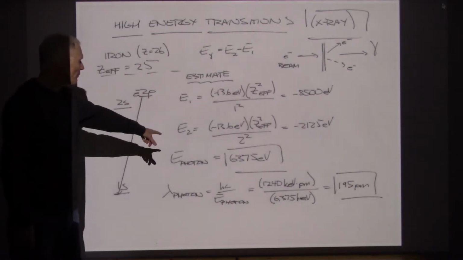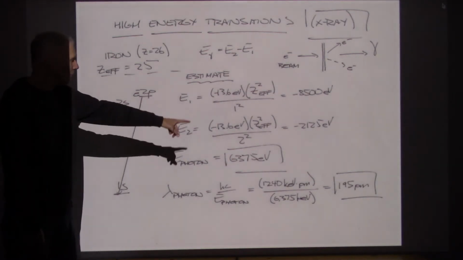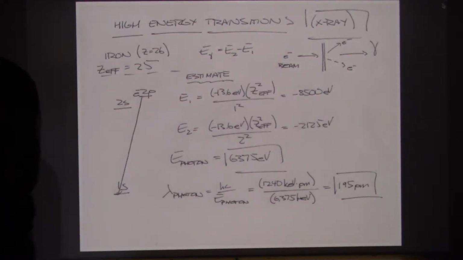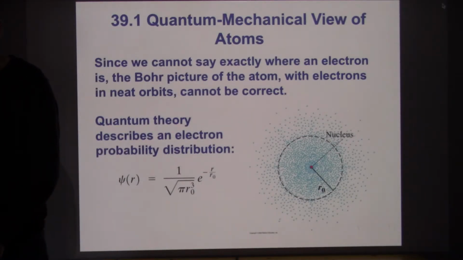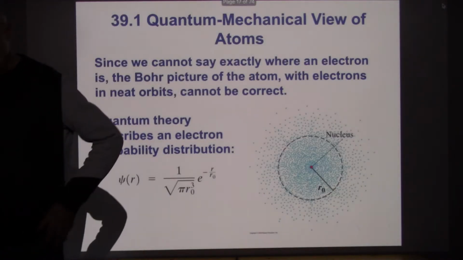The prediction is that the photon energies will be 6,375 eV, and that the wavelength of these X-rays will be 195 picometers. Okay. So I'll pause there just a bit, and then we'll move on.